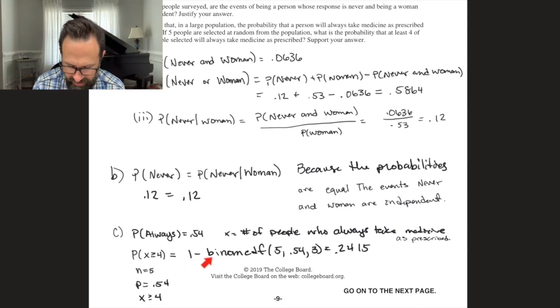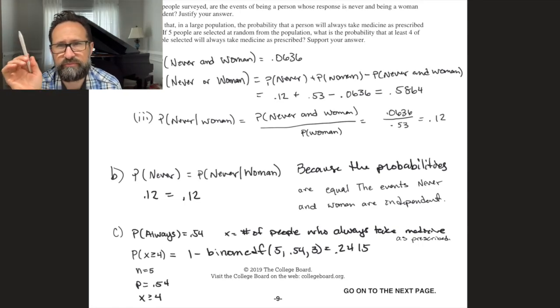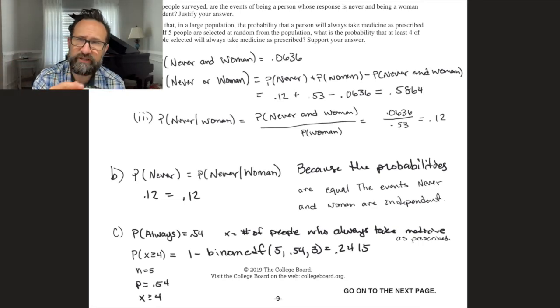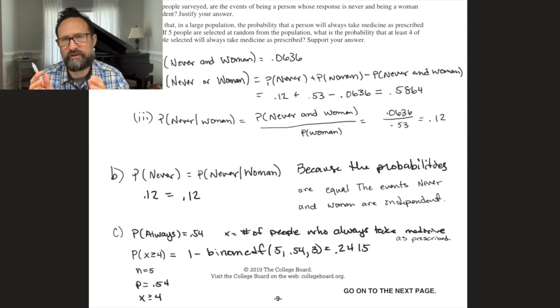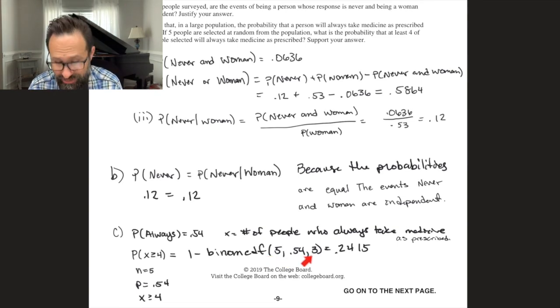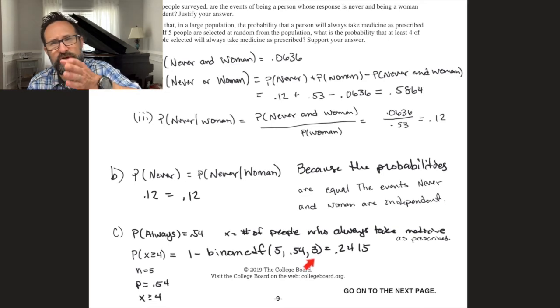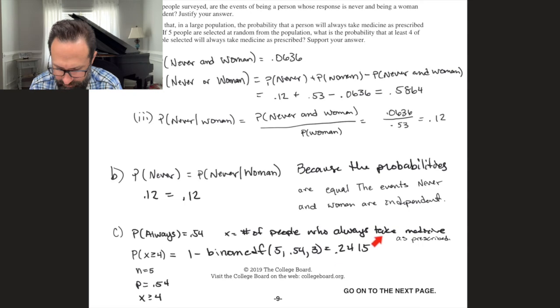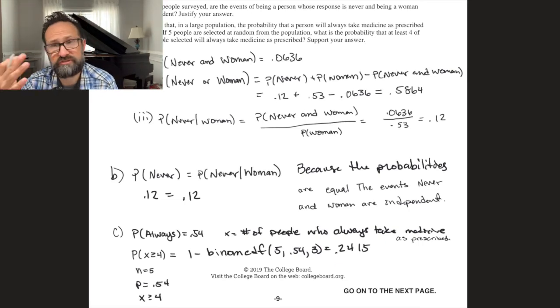So it'd be 1 minus the binomial CDF. It's minus because it's greater than. If I had less than some number, I would have just done CDF. But if it's greater than, that's when we have to do 1 minus one number less than the number I'm working with. So I did binomial CDF of 5, 0.54, and 3, because I wanted to get rid of 0, 1, 2, and 3. I wanted to leave behind the 4 and the 5. And that left me with 0.2415, which is the correct answer.